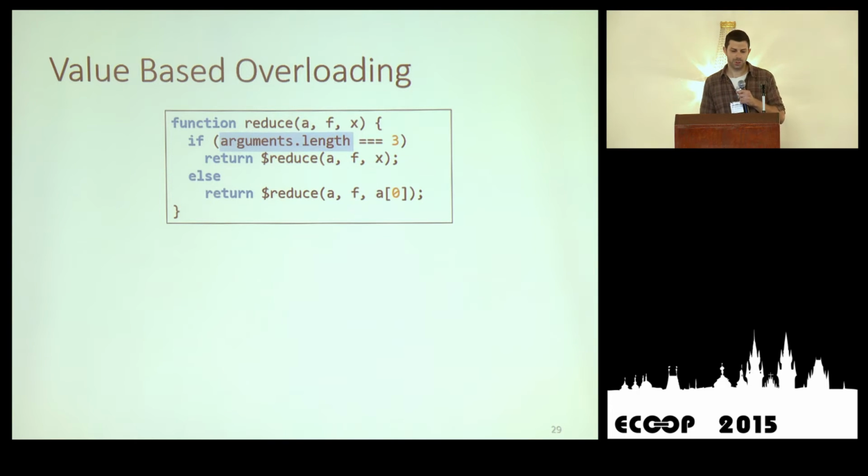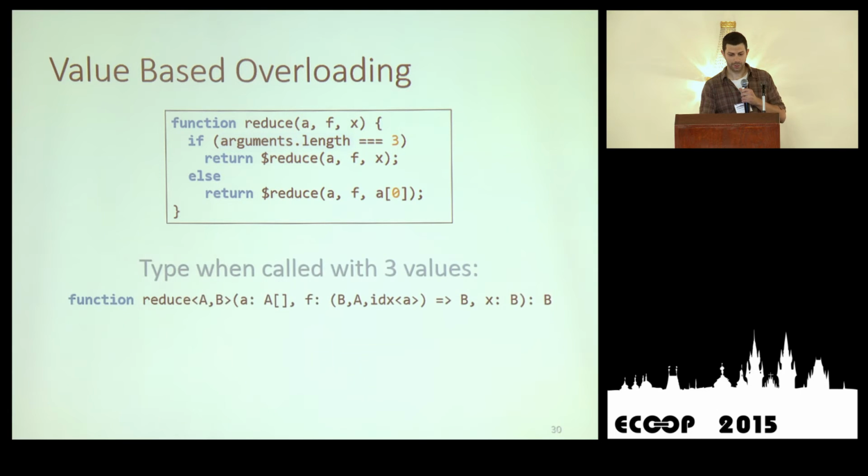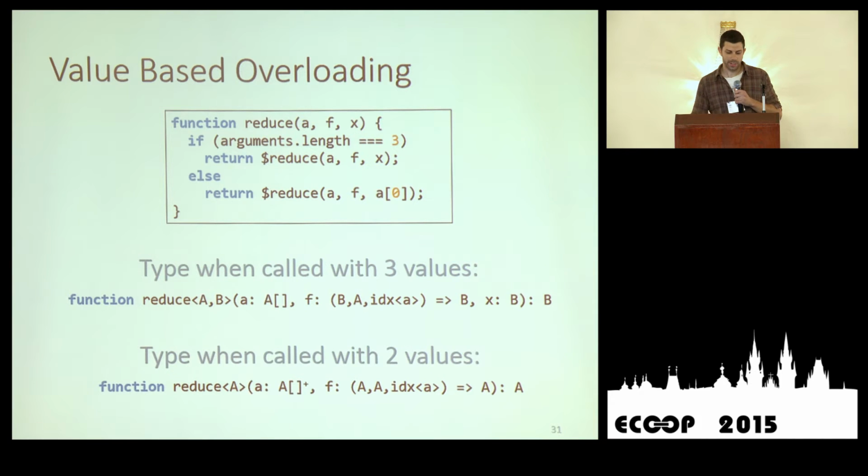So here's a potential implementation for the reduce function. And what it does is that it dynamically reflects on the number of arguments that are passed to reduce through the intrinsic JavaScript arguments variable. And it proceeds differently in each case of the conditional. In particular, when called with 3 values, this is what the type looks like. Whereas called with 2 values, it has a different type that doesn't account for the last argument.